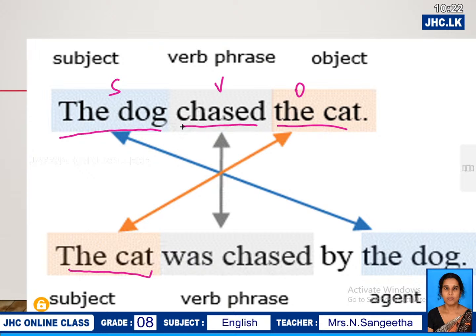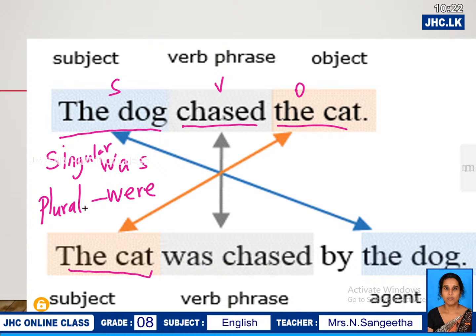The verb is in simple past tense. What are the be verbs we can use for simple past tense? We use was and were. If the subject is singular, you can use was, and if the subject is plural, you have to use were. Here the subject, the cat, is singular, so you can use was plus the past participle of the main verb. Chased is a regular verb, so the past participle is also the same. So, was chased by the dog. The subject is brought here with by. It is called the agent, right? You have studied passive voice for these two tenses in your second term.